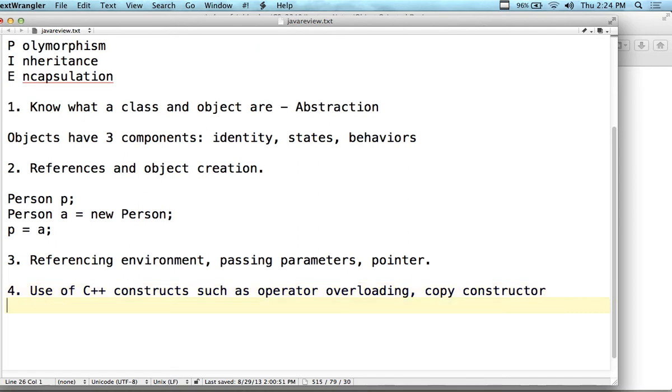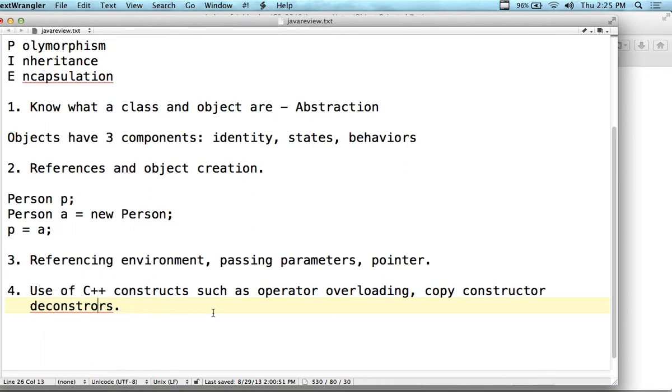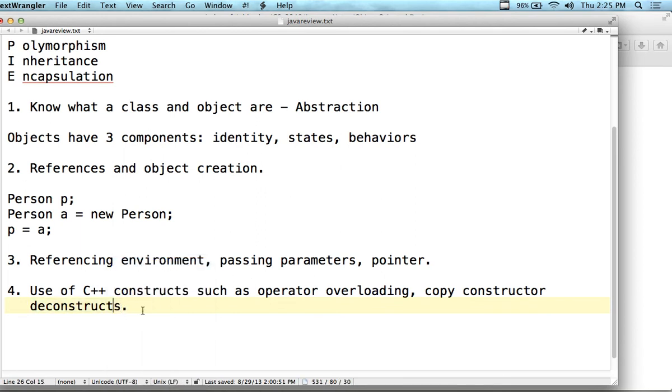If you just walked in, you'd be like, am I in the right class? Copy constructor. Destructors. Don't fall for this. Constructors, destructors. Let's just put 'ors'.